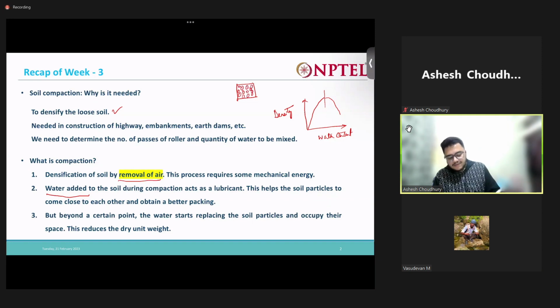So initially what will happen is that when you start adding water, the soil particles will get densified. Okay, in this volume the soil particles will be densified. But after a certain point, what happens is that these soil particles will be replaced by water.